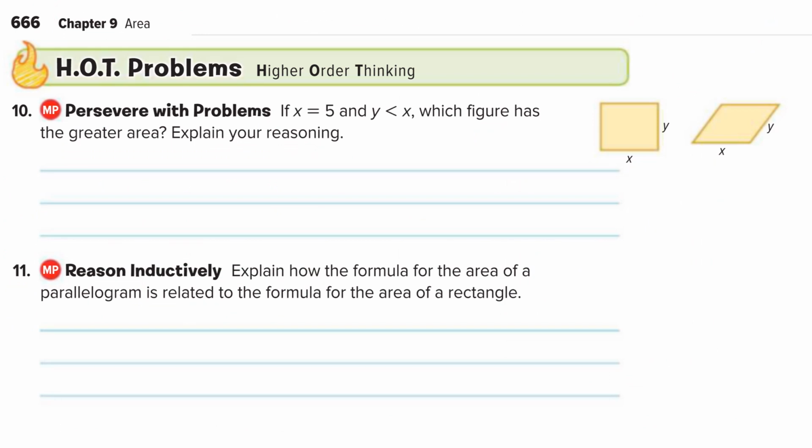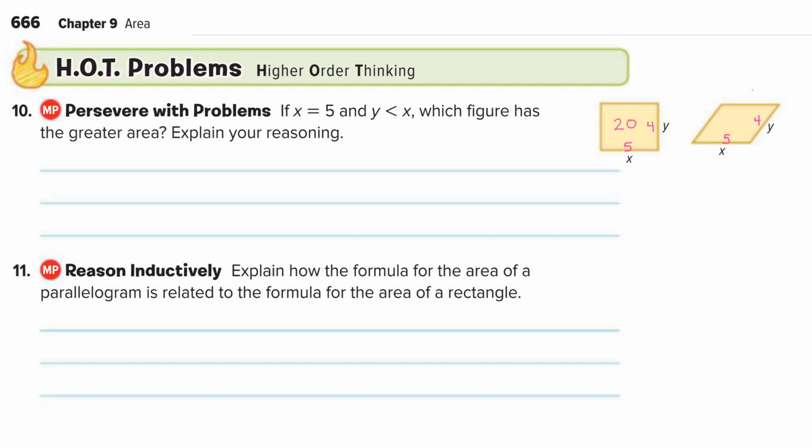Hot problems. These are our higher order thinking questions. Question number 10. Persevere with problems. If x equals 5 and y is less than x, which figure has the greater area? Explain your reasoning. Okay, so x is going to equal 5, so this is 5 and this is 5. All right, and then y equals, let's say, 4, and then this is 4. Okay. This is going to be 20.